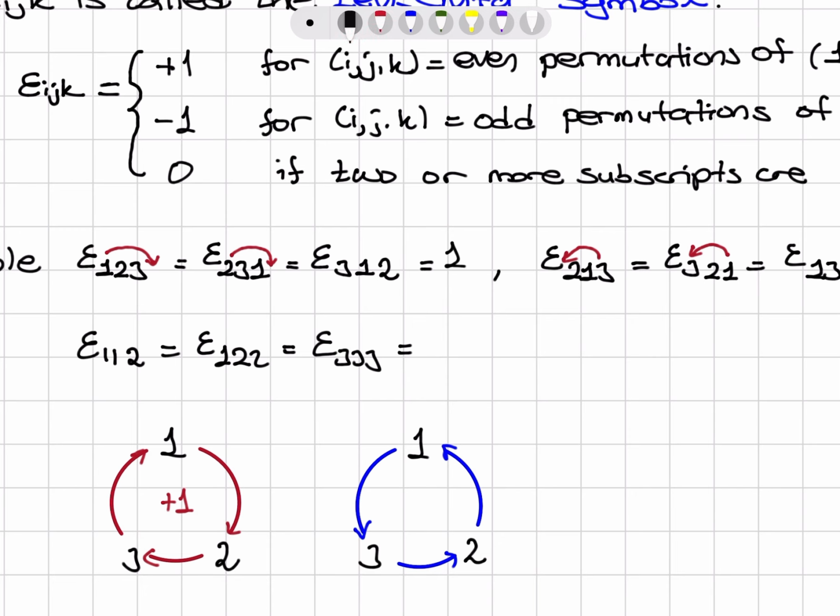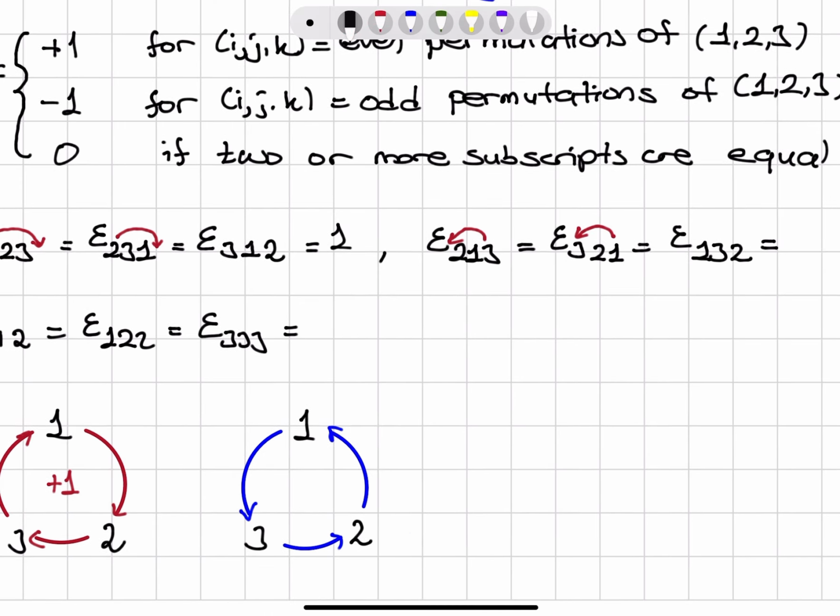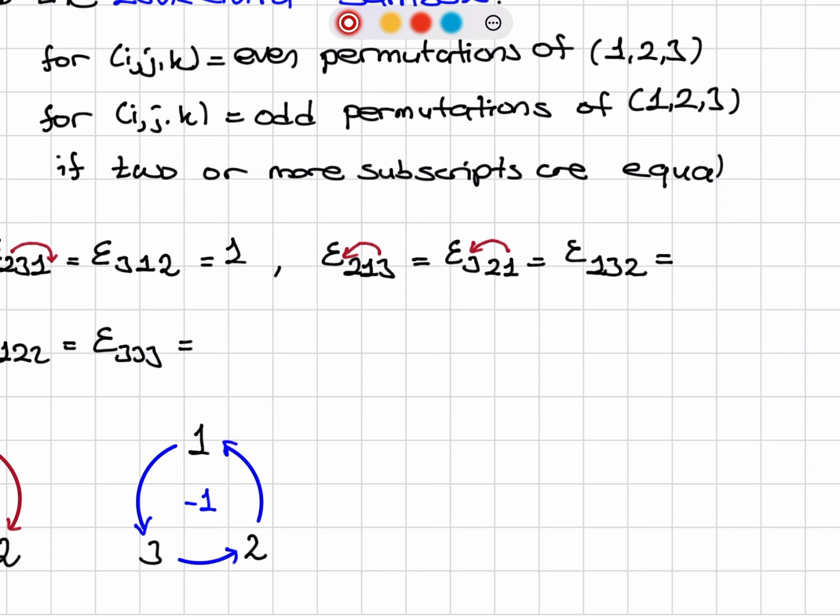Now, if I go from epsilon 2, 1, 3 to 3, 2, 1 or 1, 3, 2, then I'm going in the other direction, which means this is multiplying it by minus 1. So you can see clockwise is plus 1, counterclockwise is minus 1 here. So with these permutations, let's try this going from 2, 1, 3 to 3, 2, 1.